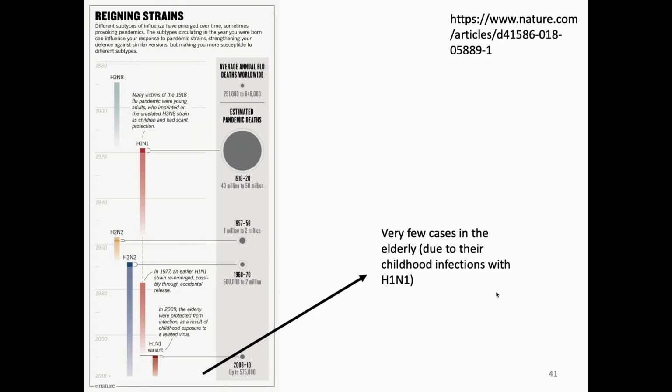And so they found a bunch of weird things. First of all, they knew that in 2009 with H1N1, there were really few cases in the elderly, way fewer than they would expect. And they were like, well, wait a minute. The elderly probably got infected as a child with H1N1. So their original antigenic sin was with H1N1. And so they were protected when this came about. So this makes sense. They are biased because their first response was to H1N1. They are making the best response to H1N1.